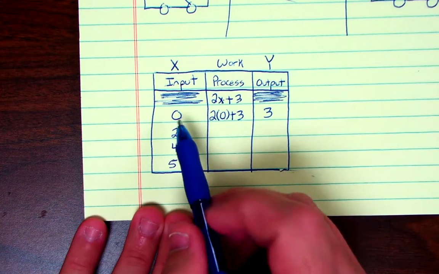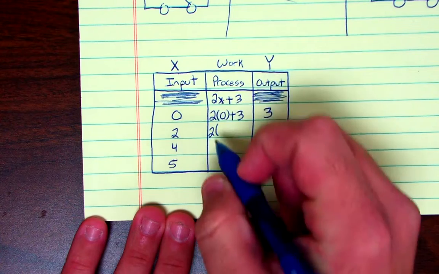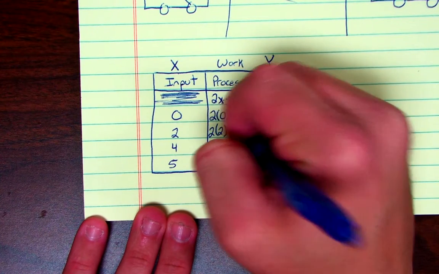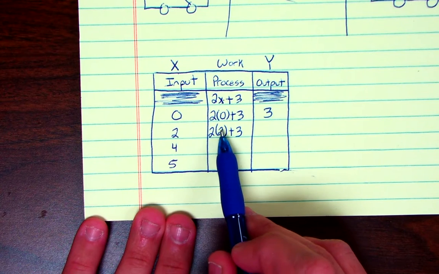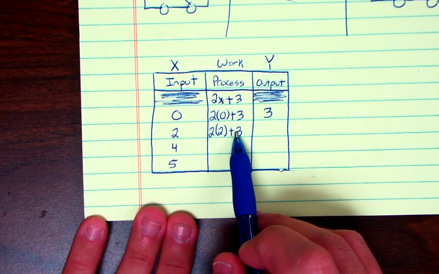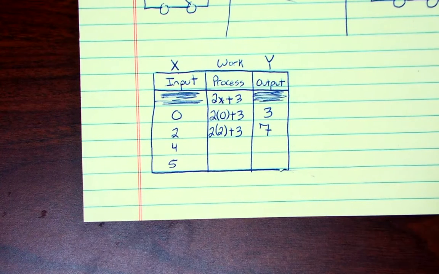Let's look at this next one. Now my X value is now a 2. So plug that in wherever you see an X. What is 2 times 2? 4. Well, very good. What's 4 plus 3? 7. Again, you're done. Look how easy that was.